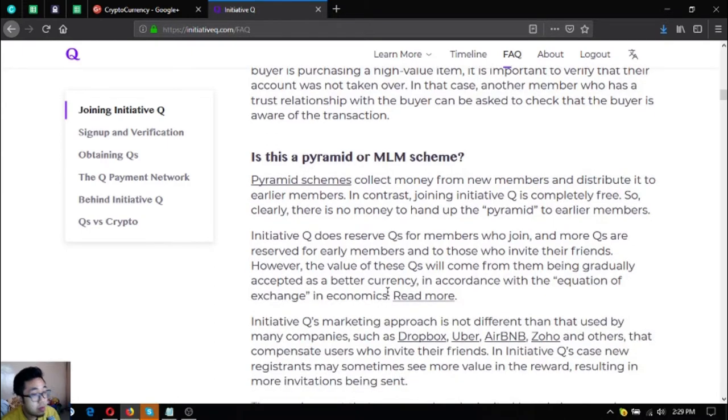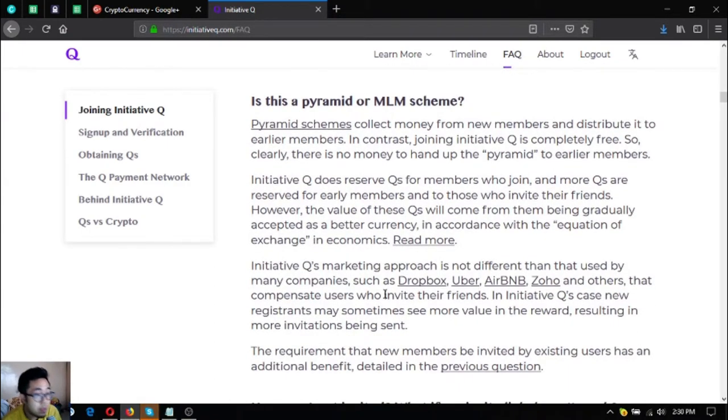Is this a pyramid or MLM scheme? Pyramid schemes collect money from new members and distribute it to earlier members. In contrast, joining Initiative Q is completely free. So clearly, there is no money to hand up the pyramid to earlier members.